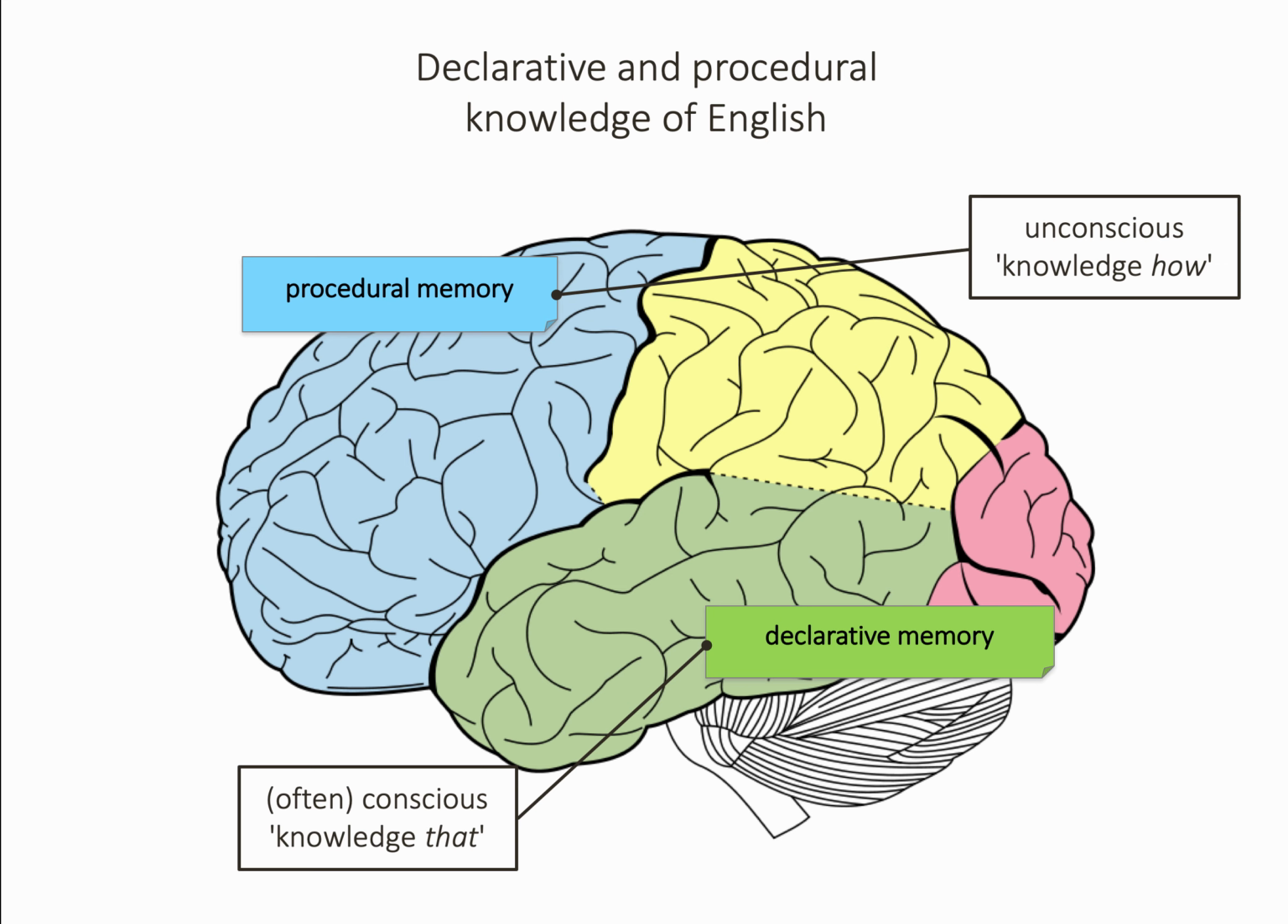Information in procedural memory is acquired through repeated practice and is automatically accessed when we need to do the things we do, whereas some information in declarative memory is open to awareness and can be deliberately learned.